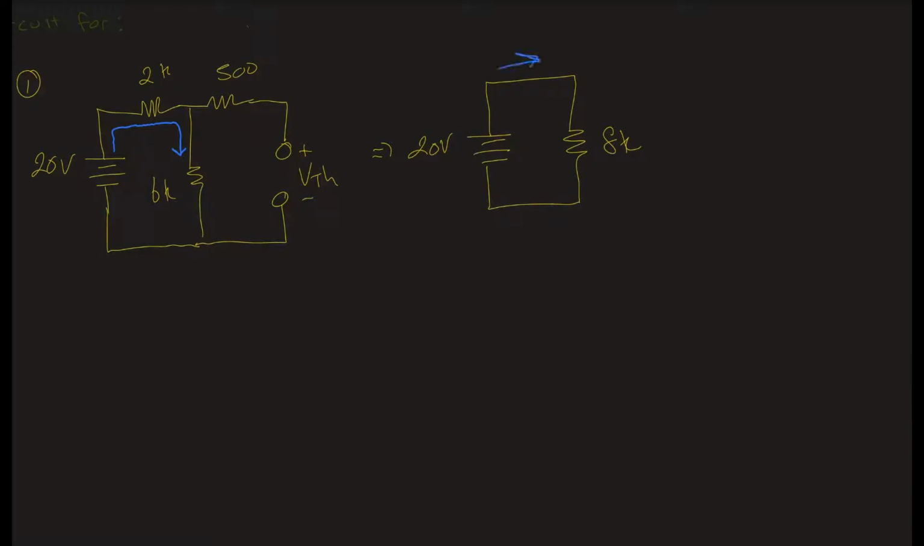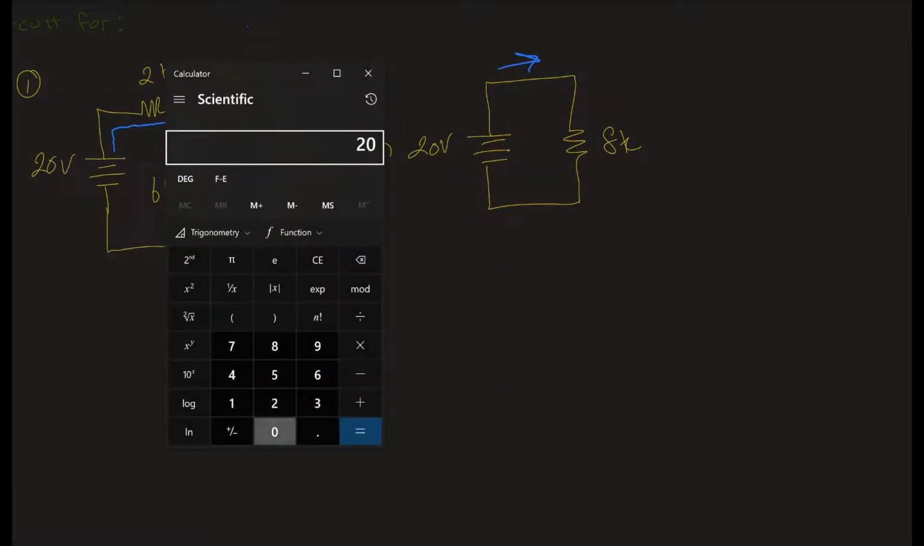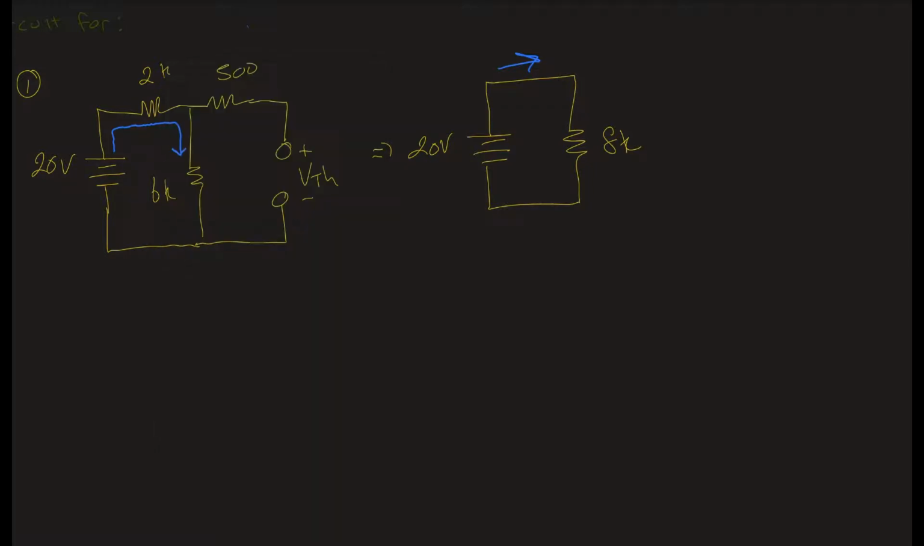So now we need to solve for the current. So I pull up my calculator. And we have 20 volts divided by 8E3. And we get 2.5 milliamps. Isn't that what we got before? How are we getting the same number? 2.5 milliamps. And so again, that means my current going this way is 2.5 milliamps.